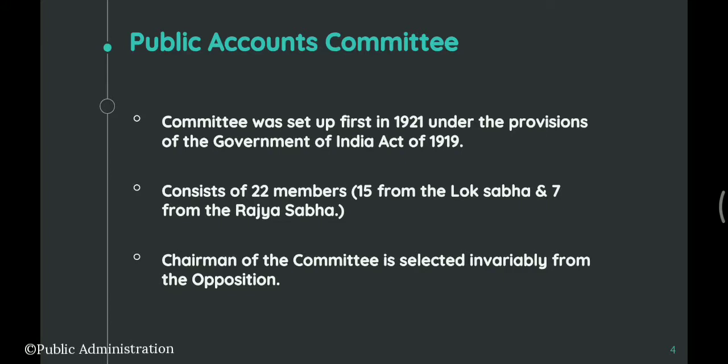That's an important one. The public accounts committee's chairman is selected invariably from the opposition, because we know that the opposition party also has the right to speak in the parliament. So the public accounts committee's chairman is selected invariably from the opposition. That's an important point that should be noted down.